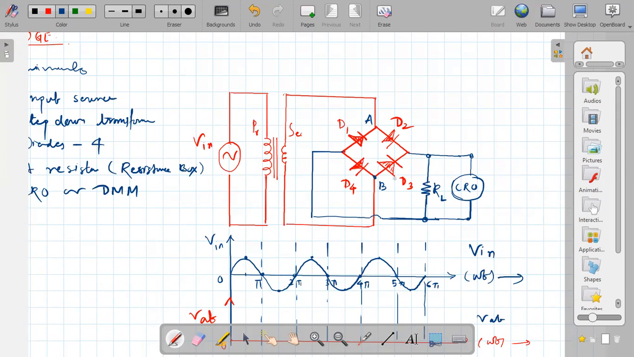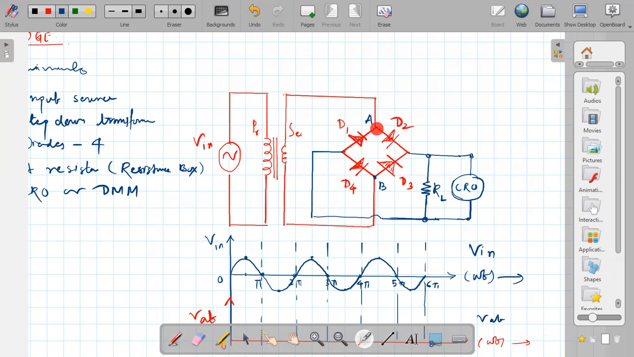Can you tell me, when the positive cycle is at point A, then positive is connected to the anode of D2. At the same time, that positive is connected to the negative of D1. Is it correct, dear friend? When the positive half cycle is at point A, it means positive to the anode of D2 and positive to the cathode of diode D1.